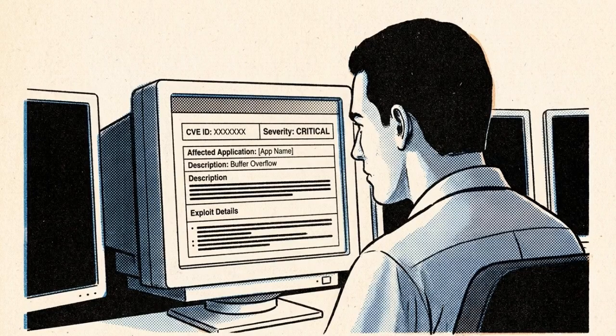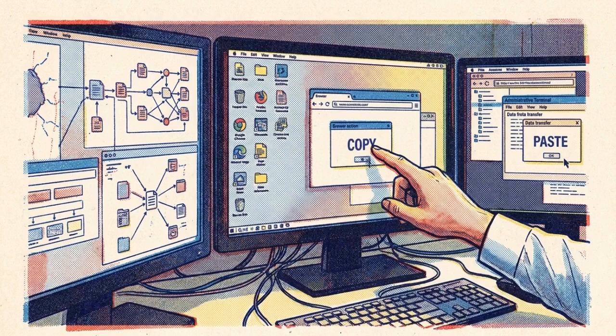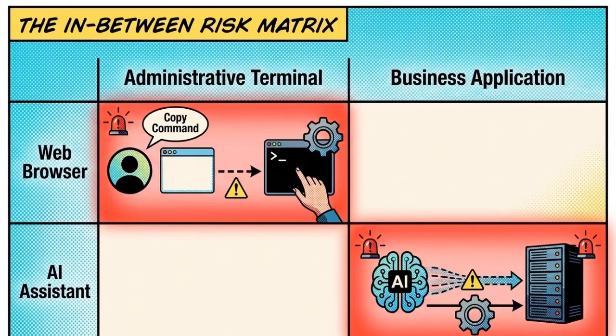Security assessments typically focus on individual products. However, the greater risk often exists in the handoffs between those products. This risk matrix highlights dangerous intersections, such as pasting text from a browser into an administrative terminal, or allowing autonomous AI agents to communicate across business applications without oversight.